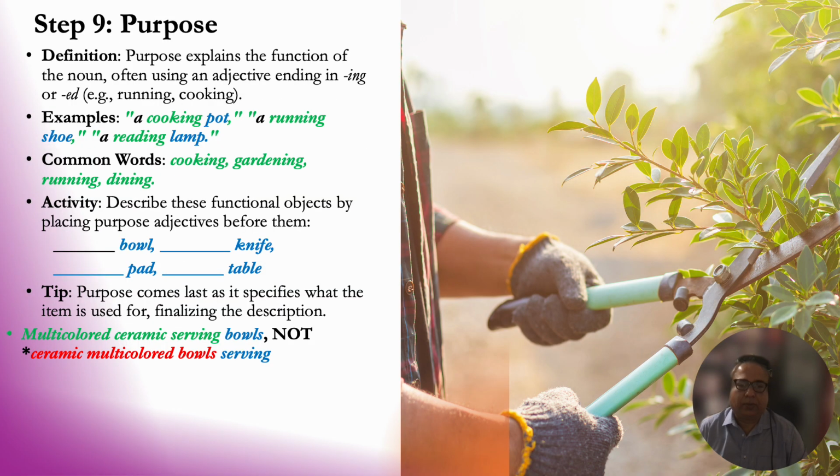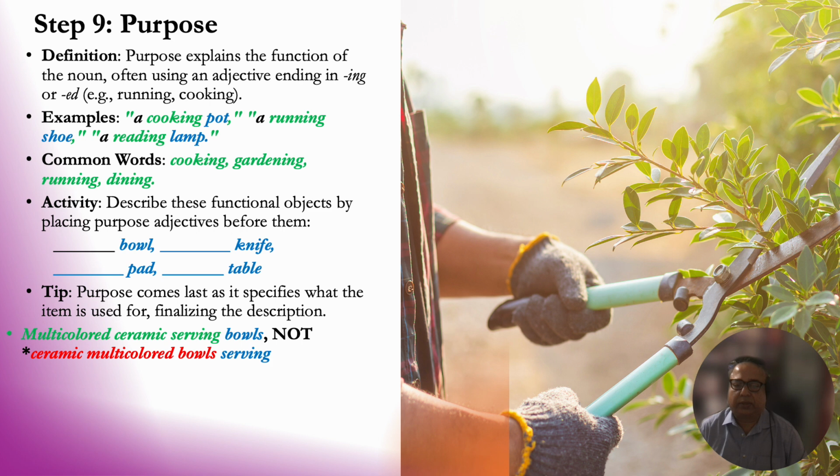We will learn now. Okay, so purpose is the last adjective in the Quasas comp adjective order. And purpose tells or explains the function of the noun. What is an object used for? So a cooking pot, a pot that is used for cooking. Its function is to cook food. A running shoe, right? A reading lamp. Common words of purpose adjectives are cooking, gardening, running, and dining.